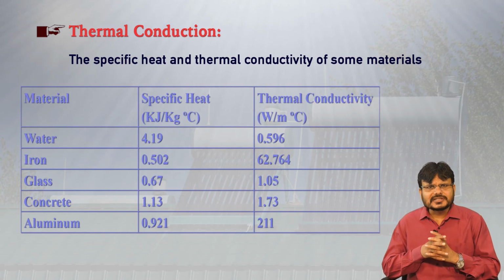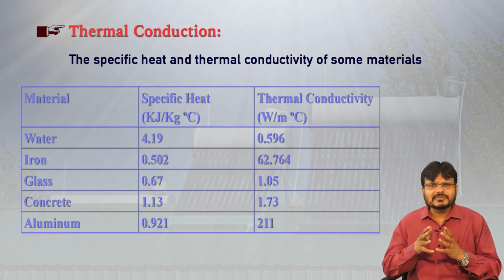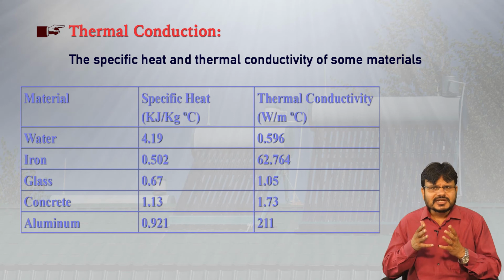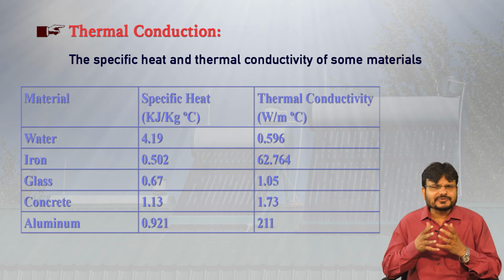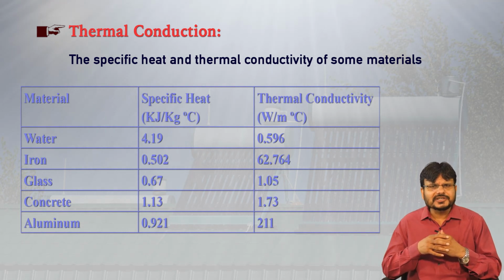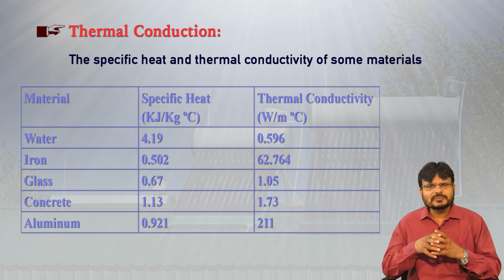Here you can see in the table the specific heat and thermal conductivity of some materials. The different materials given here are water, iron, glass, concrete and aluminum. The specific heat of water is 4.19 kilojoule per kilogram degree centigrade, and the thermal conductivity of water is 0.596 watt per meter degree centigrade.